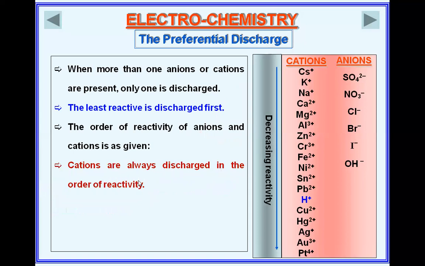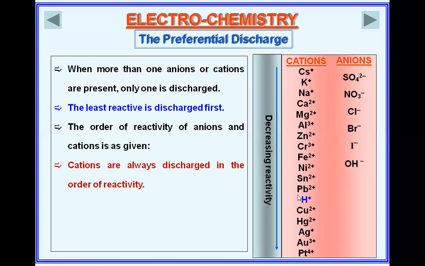Cations are always discharged in the reactivity order. If hydrogen ions are present along with a metal ion above hydrogen, the metal ion cannot be discharged, but hydrogen will be discharged at the cathode. And if the solution contains hydrogen ions along with ions below hydrogen in the reactivity series, like copper, mercury, silver, gold, or platinum, these lower ions must be discharged.